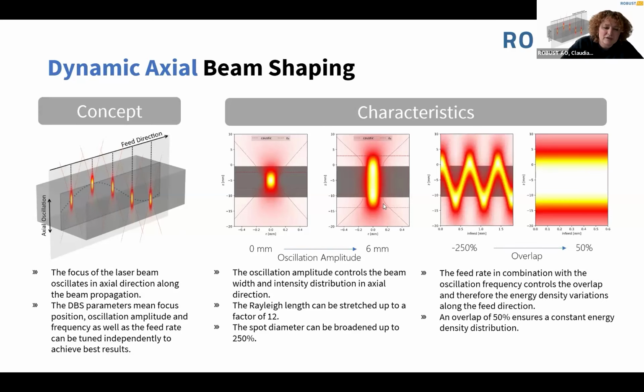And the other degree of freedom is the overlap. And I show you here two possibilities. So the overlap is tailored by the feed rate and by the oscillation frequency. And if you have a very low overlap, like minus 250%, then you can see that the beam is traveling like in a zigzag way. And if you have an overlap of 50% and above, then you have a constant energy distribution along the feed direction.